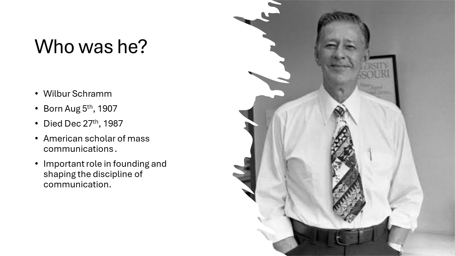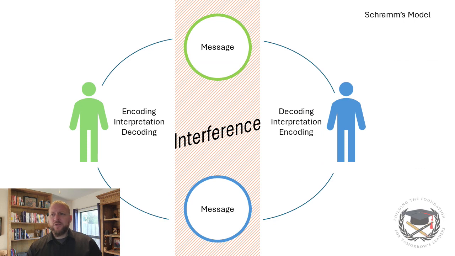And here we have a rendition of Schramm's model. I'm going to give you a quick little outline of it, and we'll discuss briefly each of the steps in his model. On the left-hand side of the model, we have the sender, or what's labeled here as the encoder. On the right-hand side, we have the receiver, or the decoder.